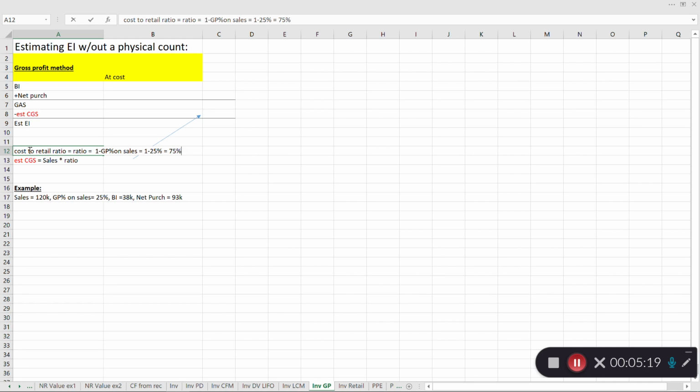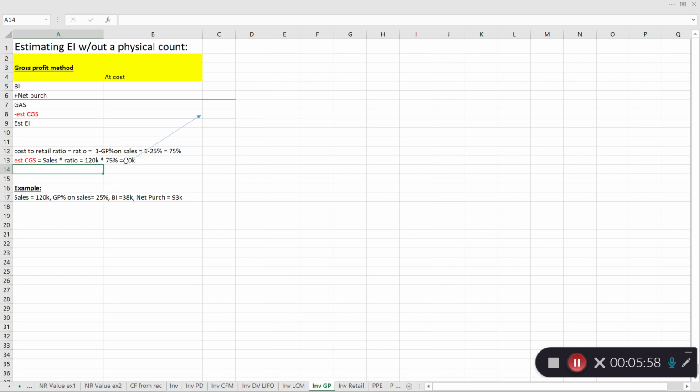In other words, of the sales amount of 120,000, 75% of that is the cost, and 25% of it is the markup or the gross profit. So that helps us, right? Because then we can use this information to compute an estimated amount of cost of goods sold. So I'm going to write $120,000 times 75% equals $90,000. So this $90,000 is my estimated cost of goods sold.